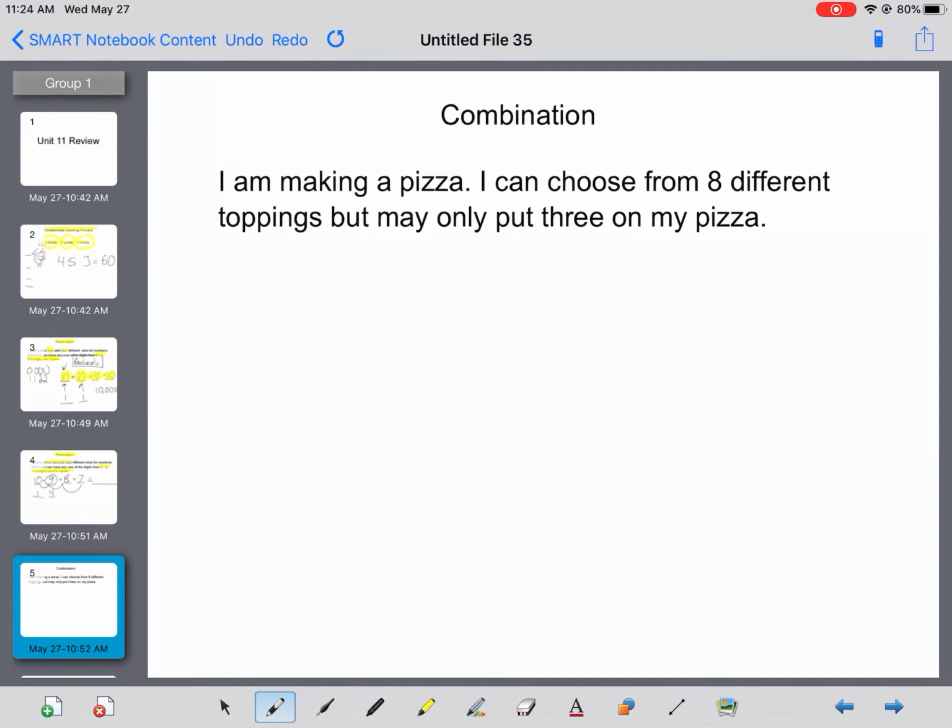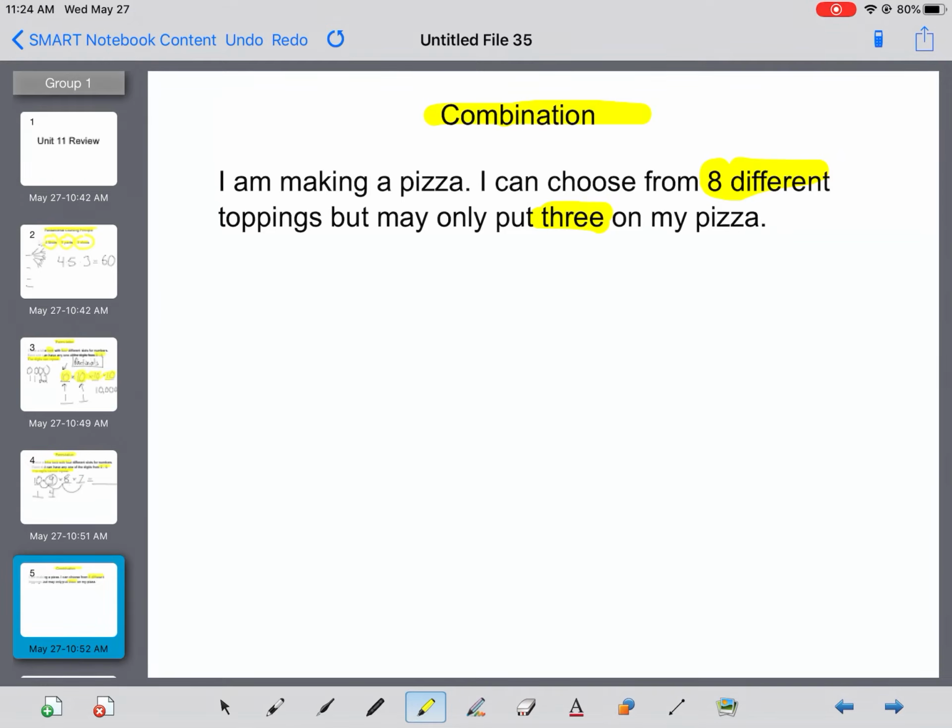All right, let's look at a combination. So a combination is when order doesn't matter. So for example, I'm making a pizza. Let's say I have 8 different toppings, but I'm only allowed to put 3 on my pizza. So remember, if I were to put ham, pineapple, and bacon on my pizza, it's the same as me putting bacon, ham, and pineapple on my pizza. The order doesn't change. I still have a pizza with those 3 toppings on it. So the order doesn't matter.